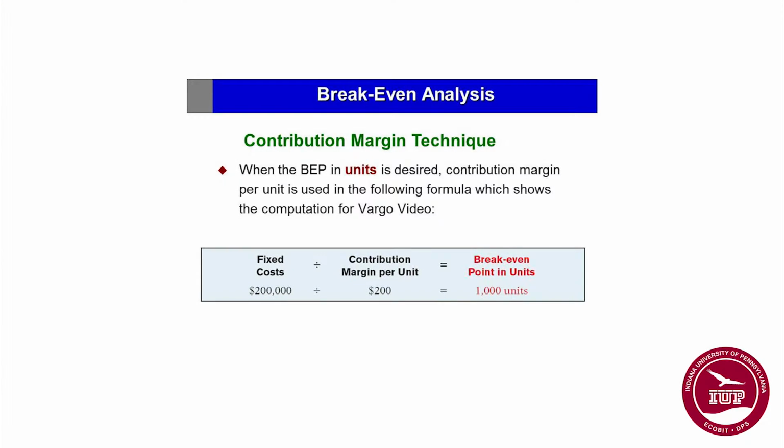To compute a break-even point, that is a point where there is no profit or no loss, you studied earlier that fixed cost divided by contribution margin per unit can give you a break-even point. So if the fixed costs are $200,000, your contribution margin is $200. Your break-even point in number of units, that is a point of no gain, no loss, is 1,000 units.